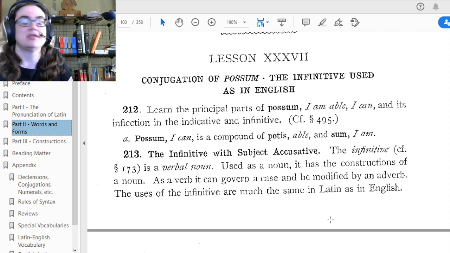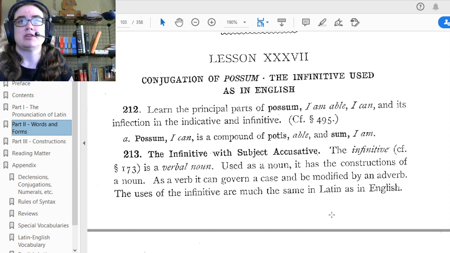And as it says here, it gives a little etymology. So possum, I can, is a compound of potis, to be able, and sum, I am. I am able. Hey, imagine that. That's actually really good to know because all the forms of possum look like to be with some sort of thing on the beginning. I can and I am able take an infinitive, which makes sense. I am able to blah, blah, blah. So you'll see lots of infinitives with to be able.